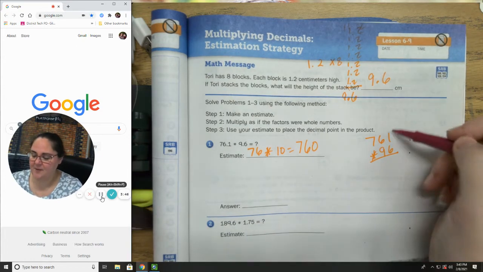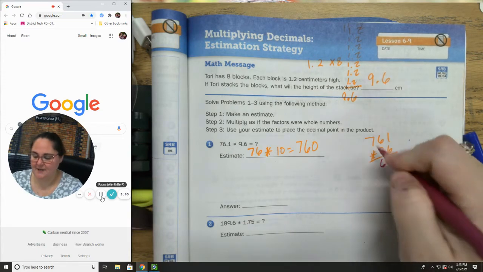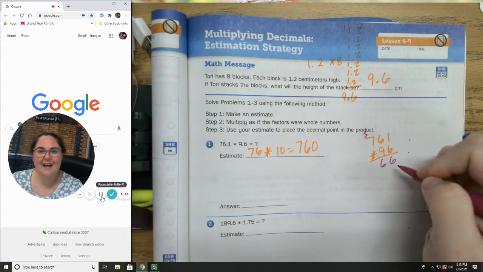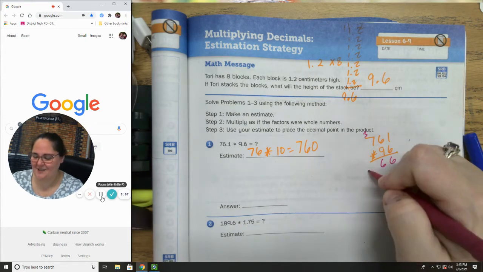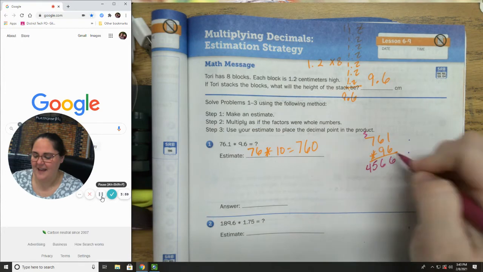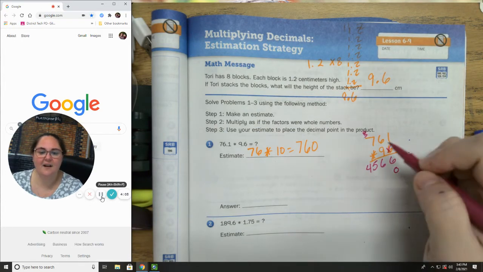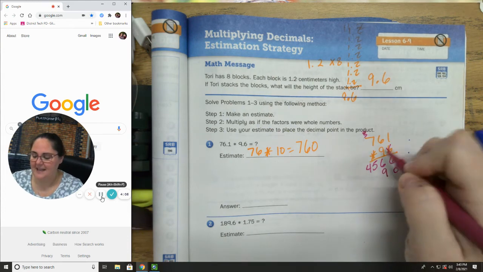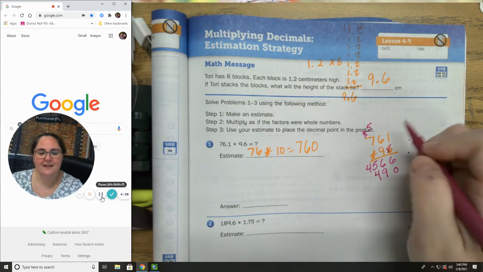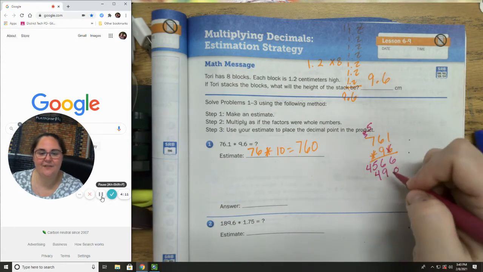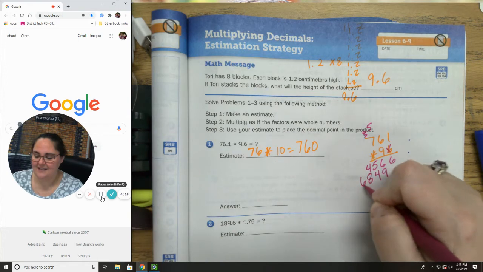All right, 6 times 1, 6. 6 times 6 is 36. Carry my 3. 6 times 7, 42 plus 3 is 45. My X's and the O's, they haunt me. All right, 9 times 1. 9 times 6 is 54. 9 times 7 is 63. Plus 5 is 68.